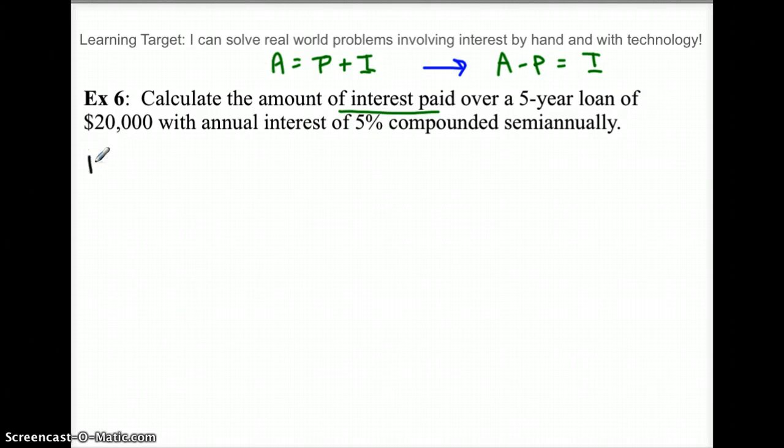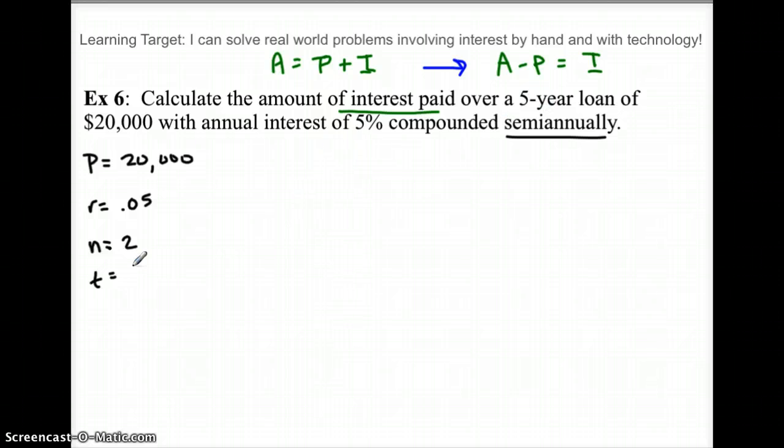So my principal is 25 grand. My interest rate converted is 0.05. Compounded semi-annually means twice a year. And T is a 5-year loan again. Okay, so let me plug this into my formula.